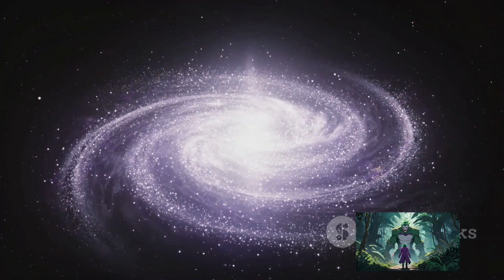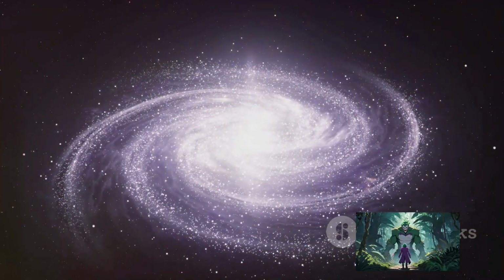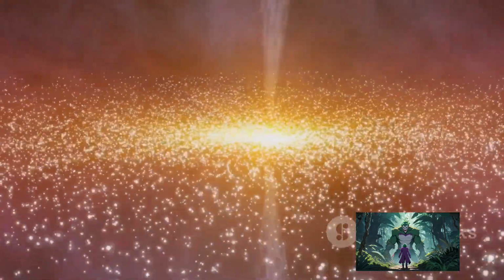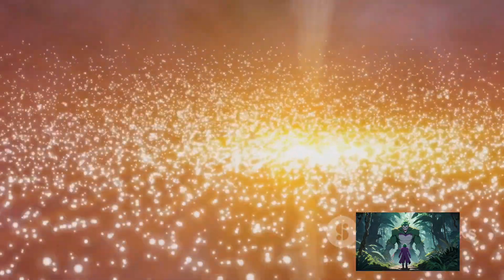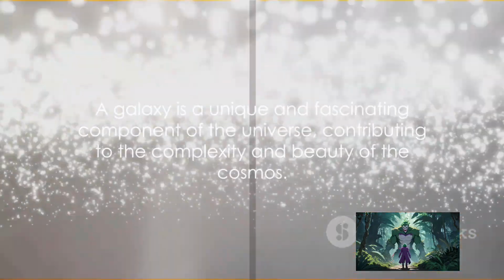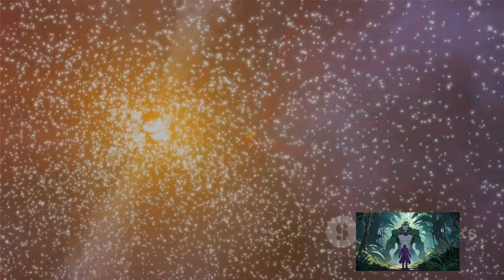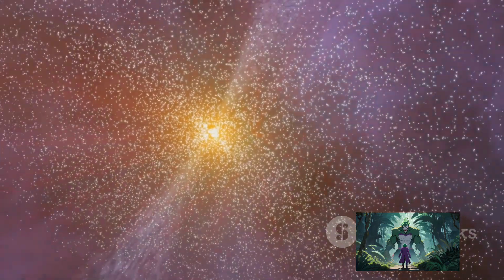They come in different sizes and types: elliptical, spiral, or irregular. Galaxies are organized into groups, clusters, and superclusters and are cataloged by astronomers. Each galaxy is a unique and fascinating component of the universe, contributing to the complexity and beauty of the cosmos.